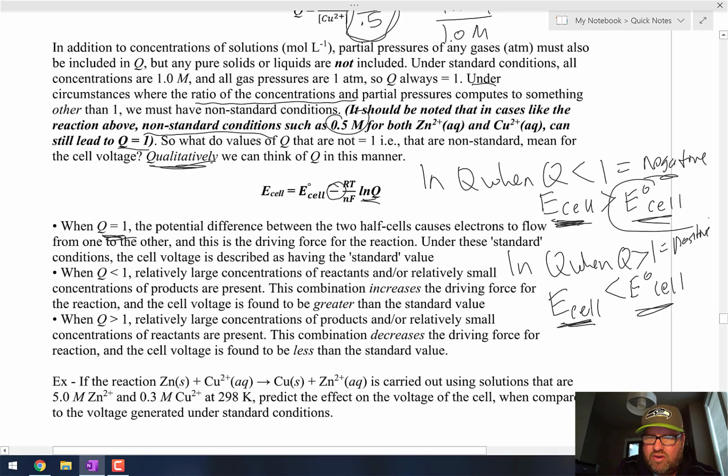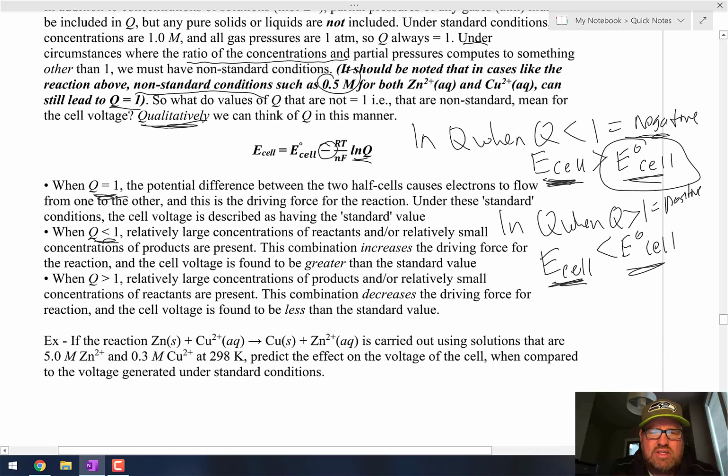You are at the standard cell potential. When Q is less than 1, and listen to how I say this, again, usually that means you have a large concentration of reactants compared to the products. This combination increases the driving force for the forward reaction. That part is important. So when Q is less than 1, that increases the driving force for that forward reaction. And then again, the non-standard cell potential is greater than the standard cell potential.